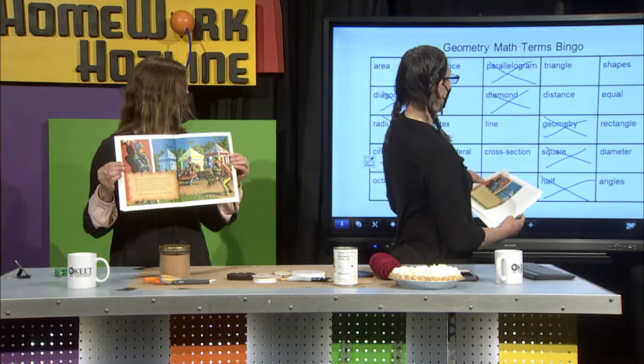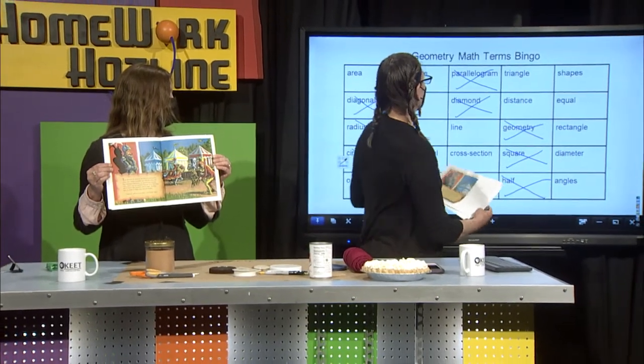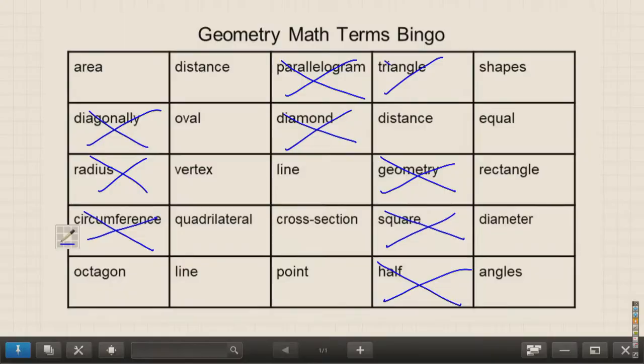Okay. We cross off triangle. And top right, and did they say shapes on this page? Yes, they did. Oh, look at that. We are getting so close.